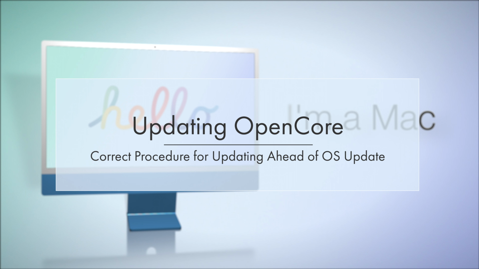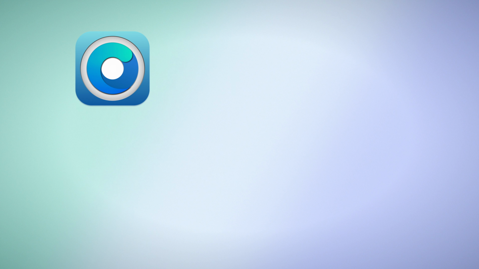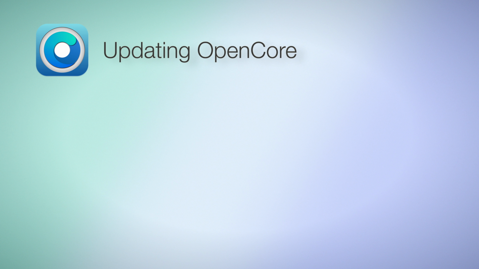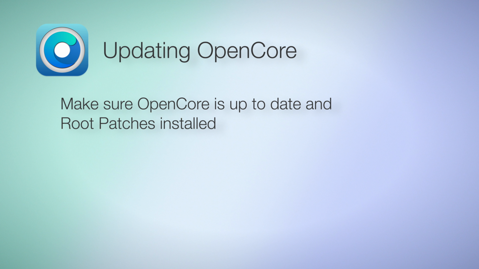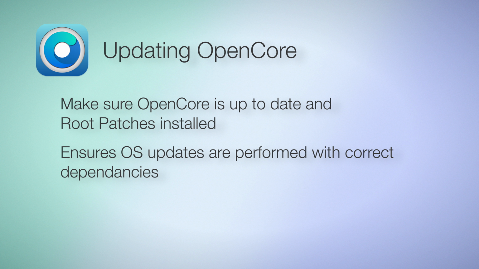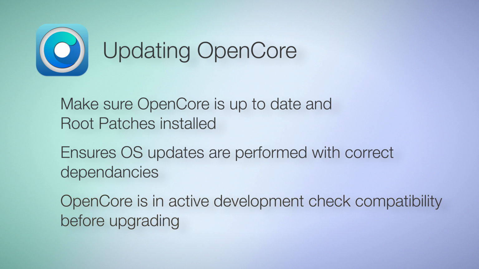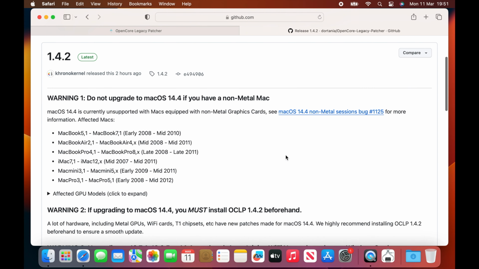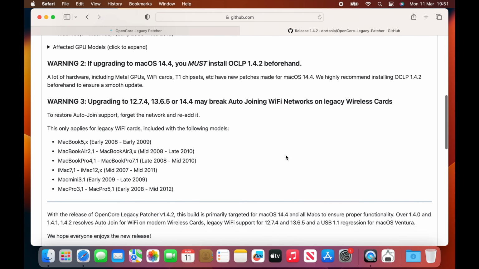When OpenCore is installed on a system, it's important to make sure that it's up to date and that all root patches are installed. This ensures that any available updates are installed correctly with the right dependencies and the Mac will work as expected. As OpenCore is in active development, it's important to wait for confirmation before installing an update or upgrade, as often changes Apple have made break OpenCore and work needs to be done to make it compatible again. The best place to check is on the OpenCore GitHub.